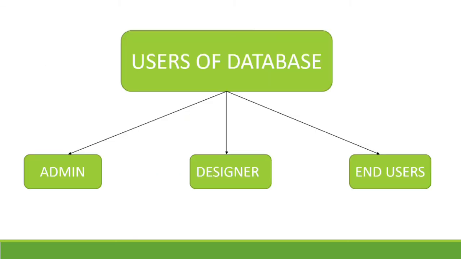Now let's talk about the users of a database. A database basically has three kinds of users. The first one is the admin. The admin is the person who has all the permissions regarding the database, and he is the one who maintains the data. The second one is the designer. The designer is the one who creates the data. So you can clearly differentiate between them: the designer creates the data and the admin maintains the database.